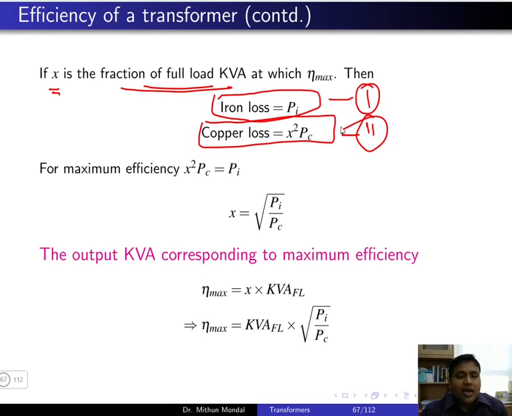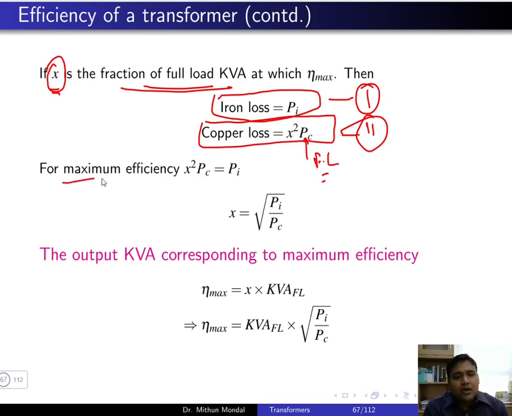So again I'm saying iron loss is a constant loss, it will not depend upon the load. Copper loss will depend upon what fraction of the loading is there and what is the full load copper loss. So this is the full load condition, what is the copper loss, you multiply with X square, and that you will get the copper loss under any other loading condition.